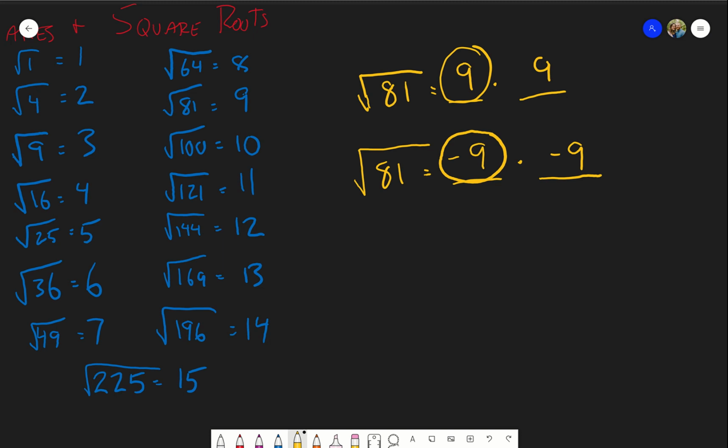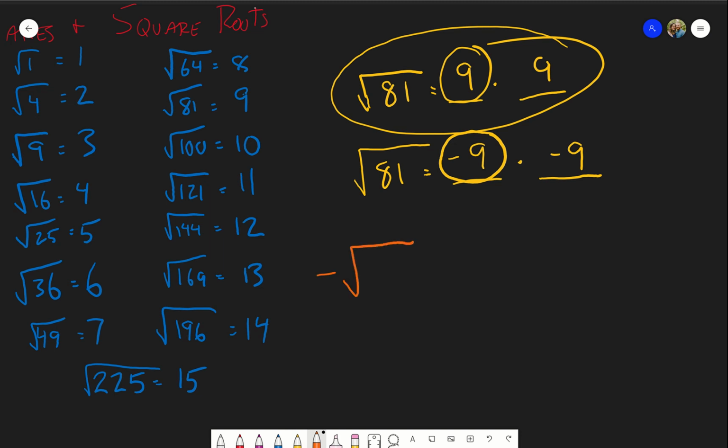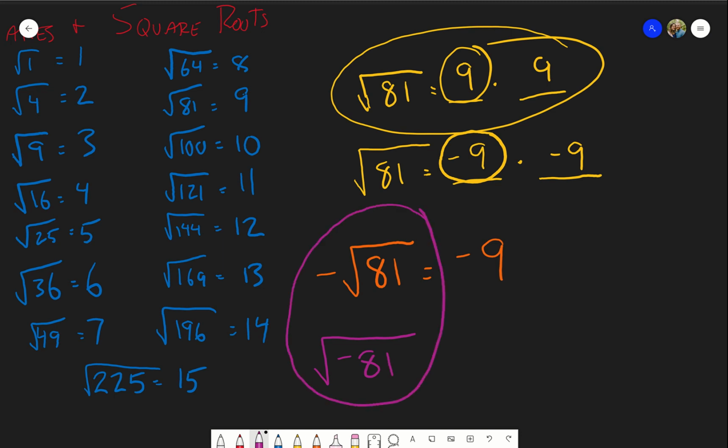Okay, so when we say what's the square root, normally it's going to want the positive version. If it wants the negative version, it'll say something like, what is the negative square root of 81? That would be negative 9. What it's not going to do is say, what is the square root of negative 81? Do you see the difference here? The difference in these two? One of them has the negative sign inside. One has the negative sign inside and one has the negative sign outside.